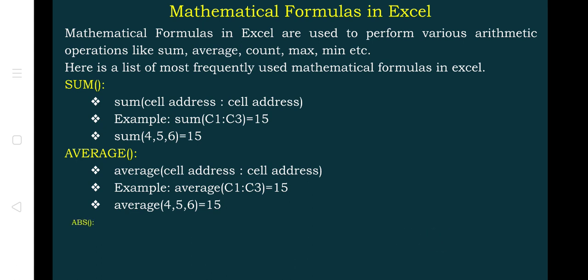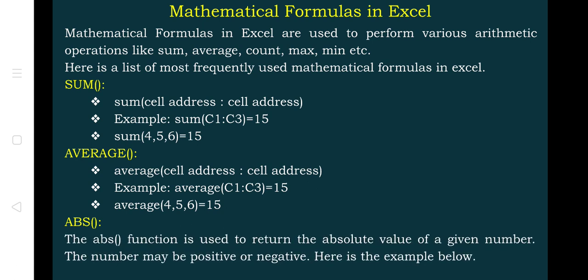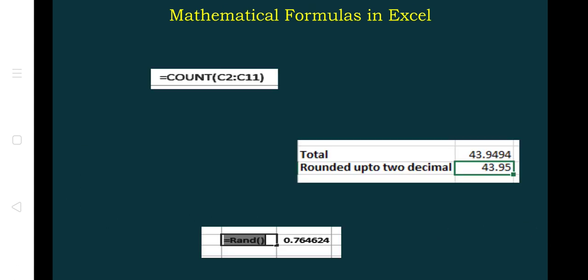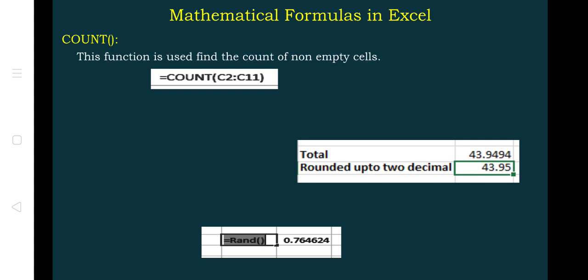Okay. So likewise we can get the absolute. This absolute function helps to find the absolute value of a given number. That means whether we give a positive number or a negative number, we get only the positive answer. So here, for example, absolute of minus 25 is 25, absolute of 20 is 20. So the sign will be removed using the absolute function. So next is the count function. The count function counts the number of non-empty cells.